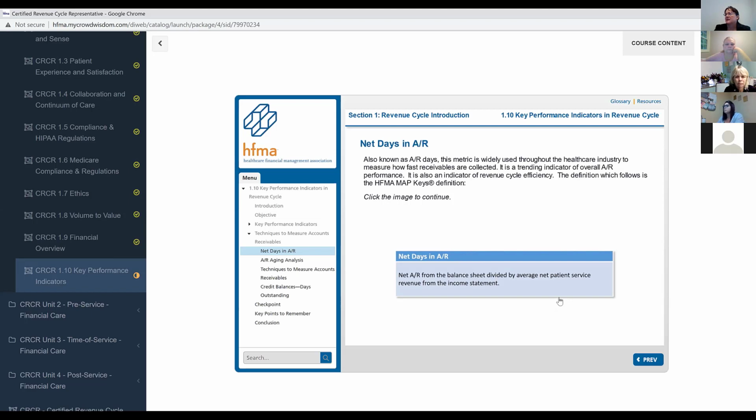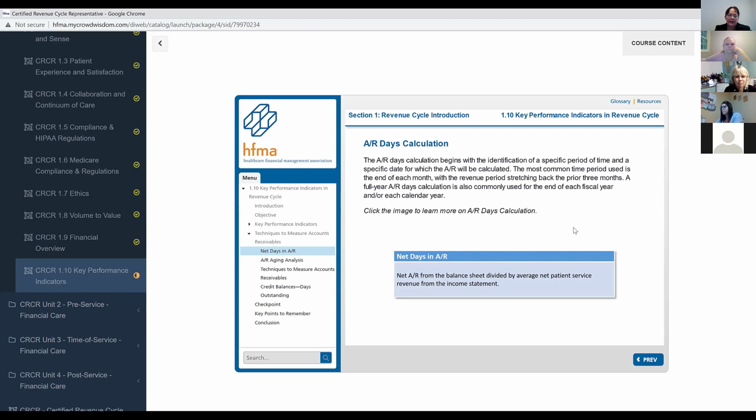Then the AR aging analysis. There's a few. This tool is very handy and very important as well, is knowing what bucket your AR is aging out to. Your 30, 60, 90, even going farther out. How much is over 180 days? How much is over a year old?